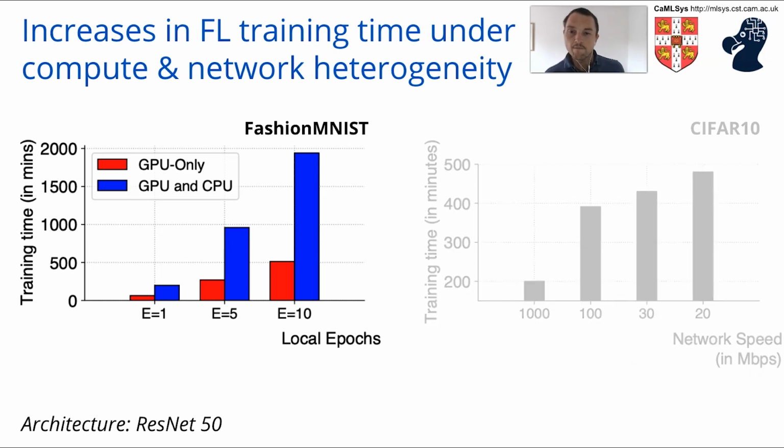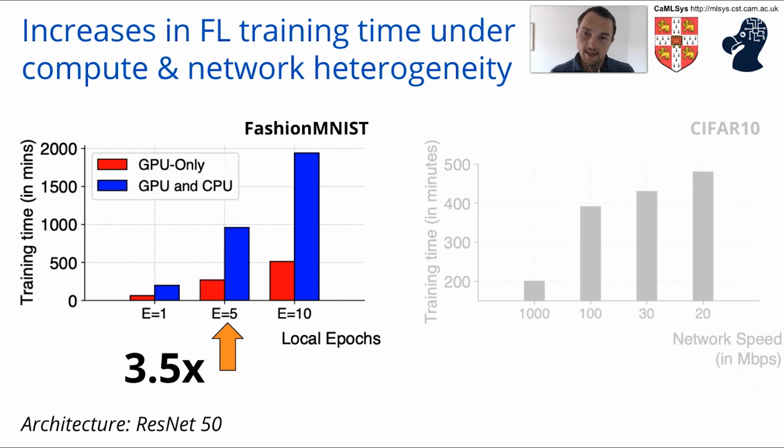Let's focus on this first graph here on the left. It's Flower training a ResNet 50 architecture using FashionMNIST as a dataset. In this setup we have 10 instances participating as federated learning clients. Each of these are Amazon instances. They have the ability to use either an NVIDIA V100 GPU or the regular Intel CPU to perform the training. And what we really want to take a look at is, on the y-axis, the training time it takes to train this model.